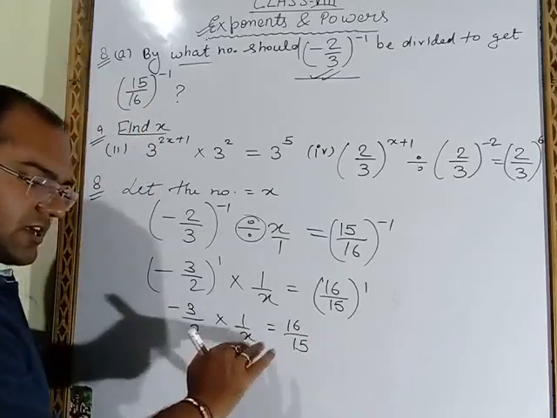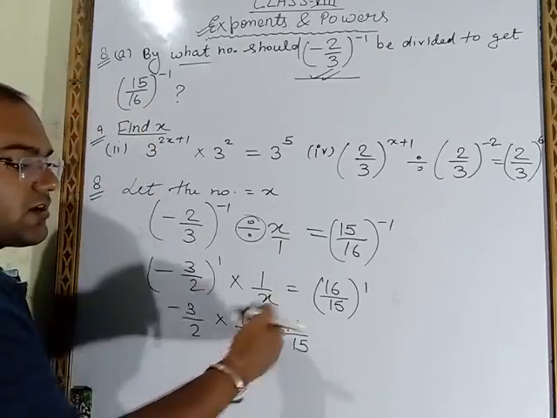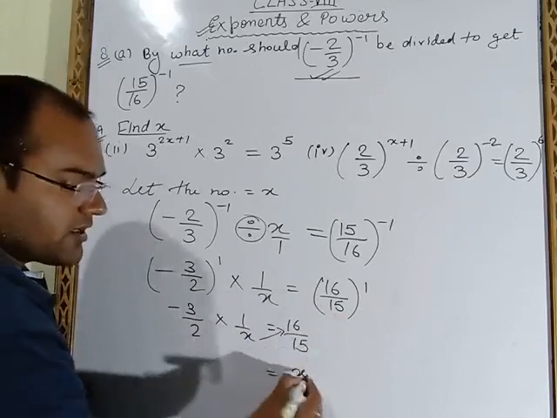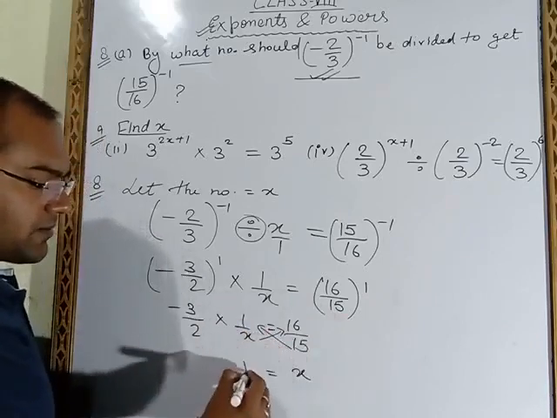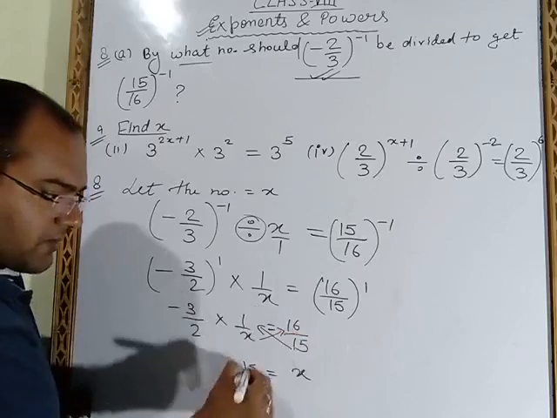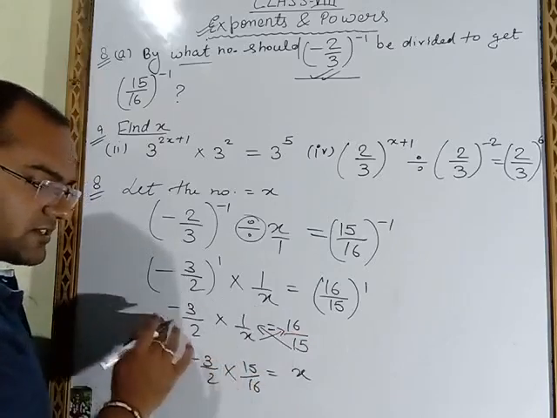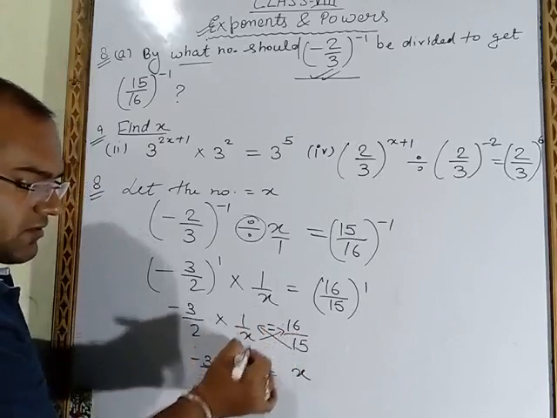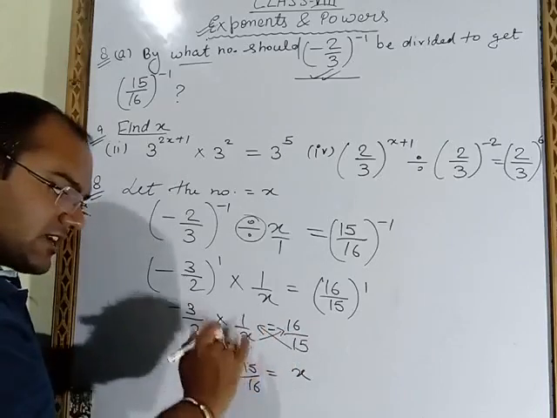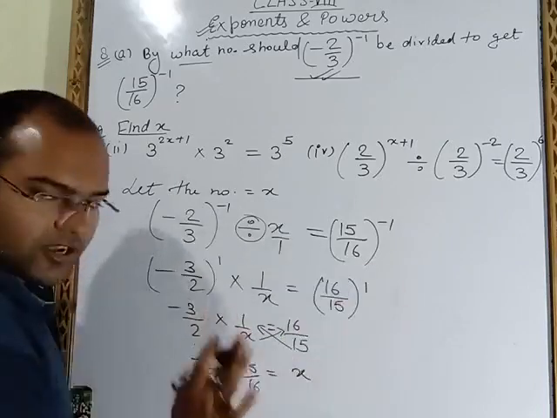This x is coming in the denominator, so this x we will bring on the right side in the numerator. 15 we will bring up, 16 is up, we will bring this 16 down, 3 upon 2 will be as it is. So this 15 we will bring up, 16 we will bring down, and this x is in the denominator, on the right side we will take in the numerator.